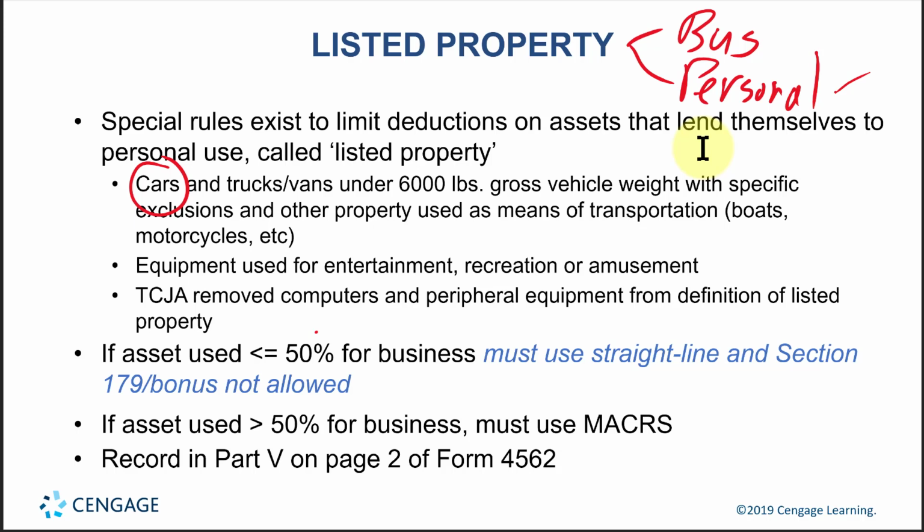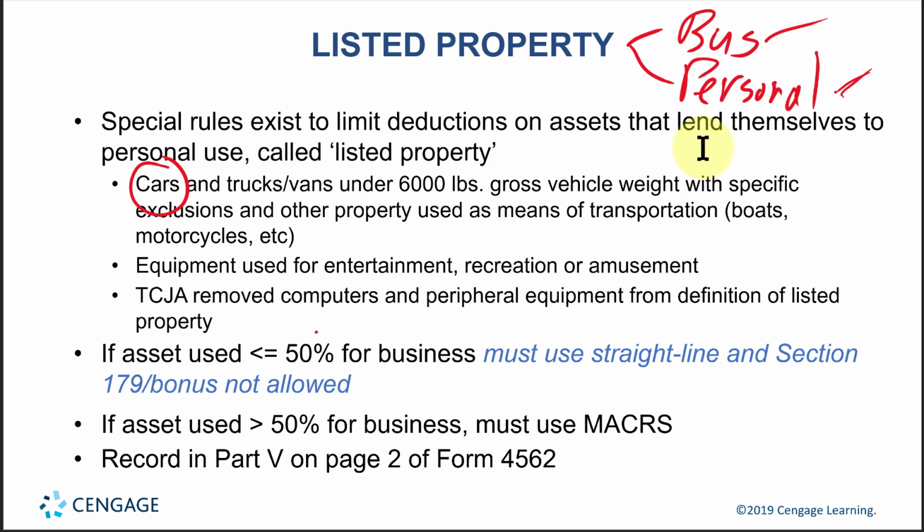You drive to a customer's office. You drive to a vendor's location. You drive to a construction site for business. All of that is business use. And as long as that asset is business use, you can deduct and depreciate it. The amount that's allocated to non-business use, personal use, you cannot deduct.